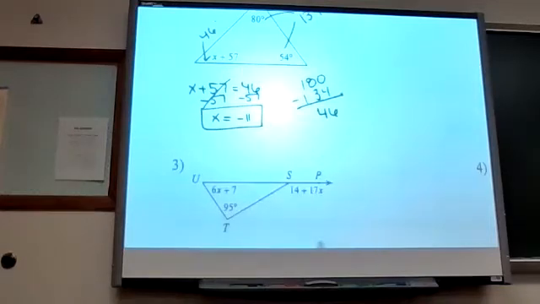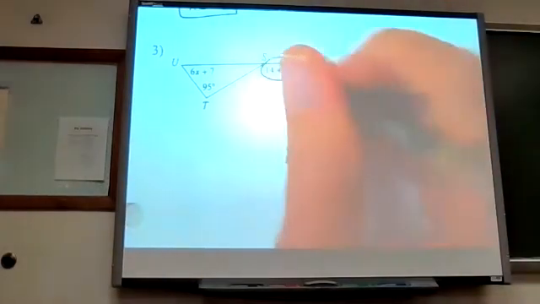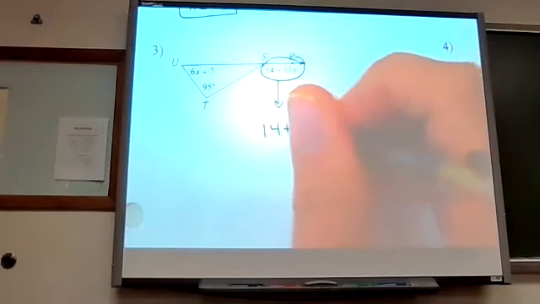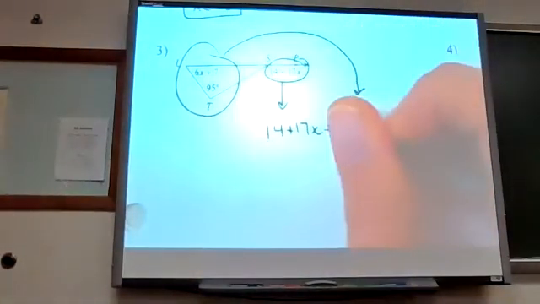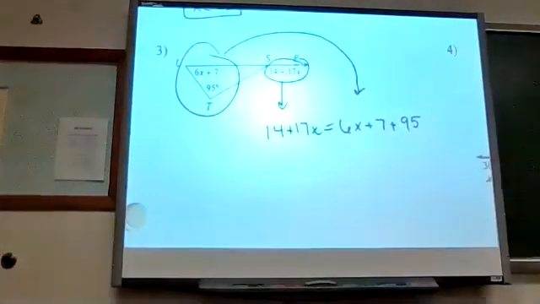3 is the only problem that uses what our warm-up was just on. So I have to do the exterior angle theorem here, where this exterior angle, 14 plus 17x, is equal to my two interior angles. Okay, so that should have been your setup on number 3. That was probably the trickiest one on the homework.